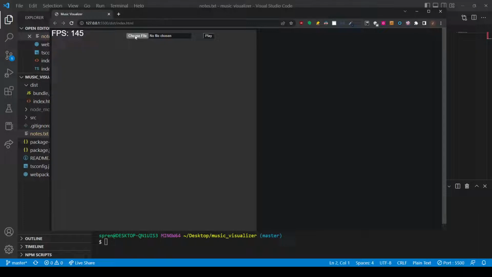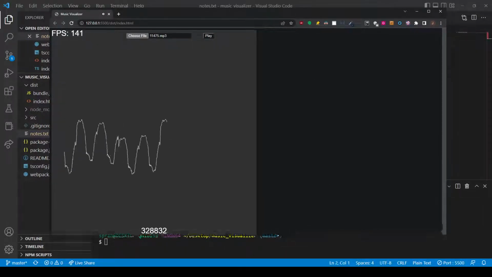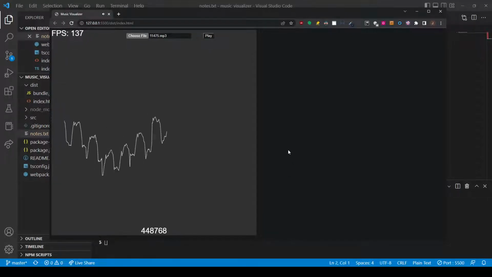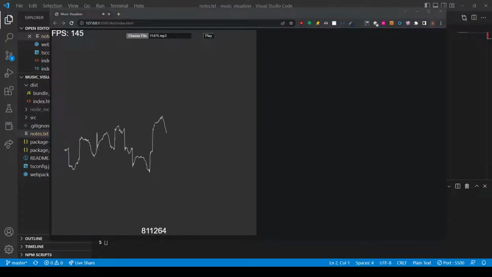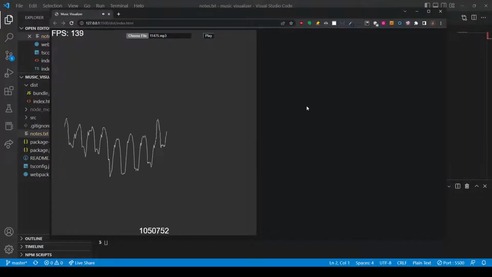Okay, so if we choose a file, and cool, and then we hit play, it visualizes, we see the sounds. Right, we see the sounds. It's probably a little bit loud actually. A little bit concerned, dropping that down. Yeah, so like mission accomplished, right?